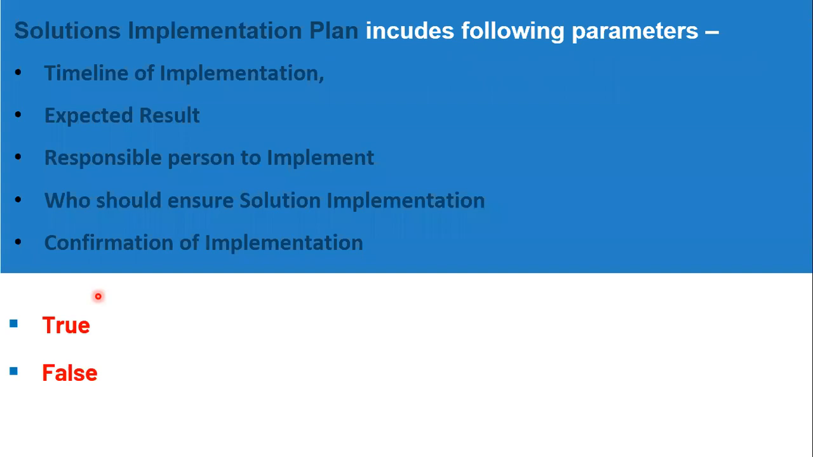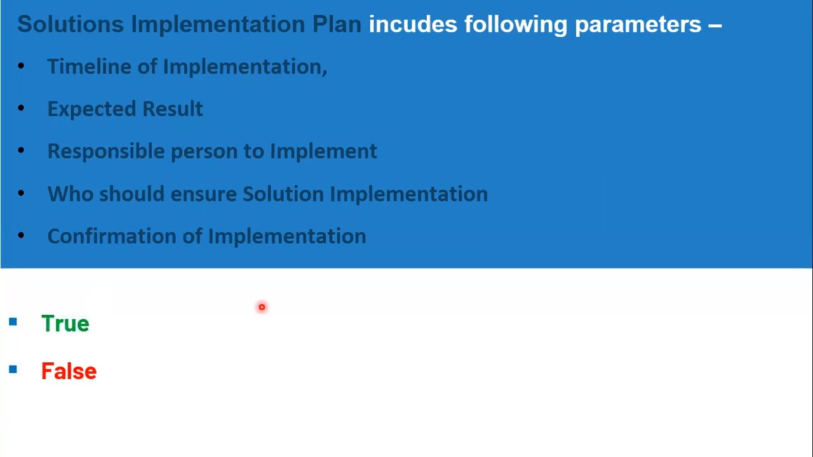And then solutions implementation plan includes following parameters. So timeline of implementation. Do we have a timeline of implementation in solution implementation plan? Next, do you have expected result in solution implementation plan? Do we have responsible person to implement and who should ensure solutions implemented? Do you have those responsible and accountable person's name in a solution implementation plan? And finally, do we have confirmation of implementations? In other words, are we going to have all these 5 parameters in solution implementation plan? True or false? And answer is follow the green. That is true. It is absolutely true.